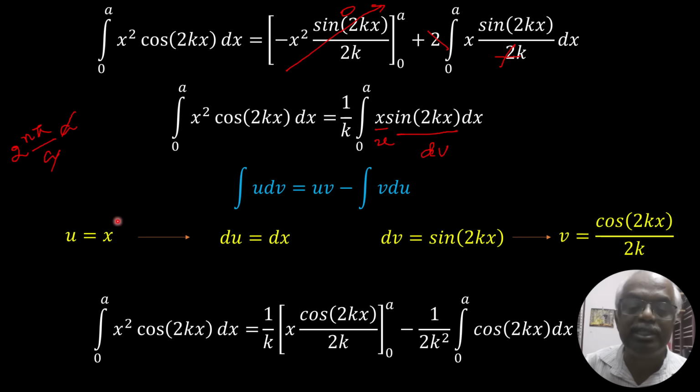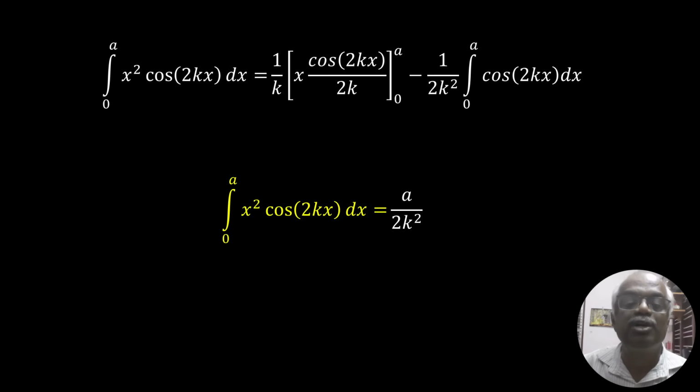Now we will apply the limits. Here you take care of this integral. What is the value of this integral? If you integrate it, you will get sine 2kx over 2k. But sine 0 is 0 and sine 2n pi is also 0. If you apply the upper and lower limits, this will be 0. So you can ignore this.